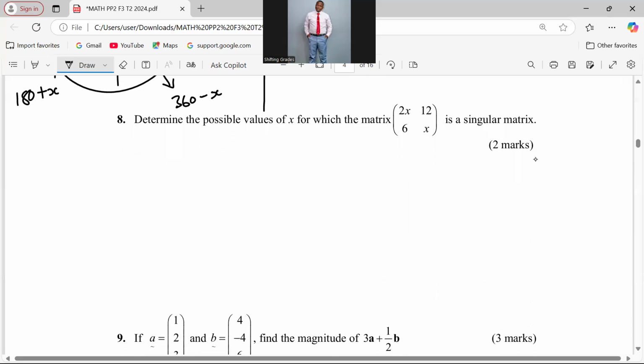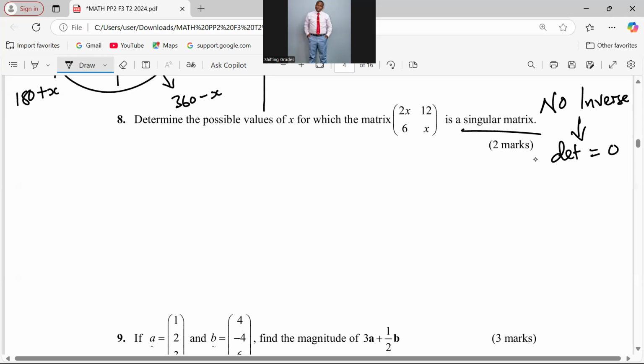Number 8. Determine the possible values of x for which the matrix 2x, 12, 6x is a singular matrix. What is a singular matrix? A singular matrix is a matrix which has no inverse. And a matrix to have no inverse means that it has a determinant which is equivalent to 0. To have no inverse translates to a determinant being equivalent to 0.